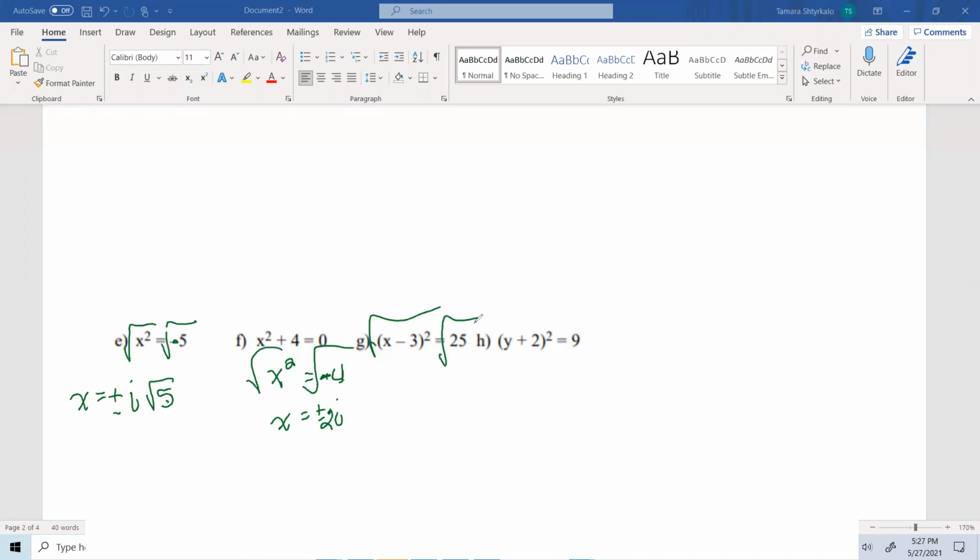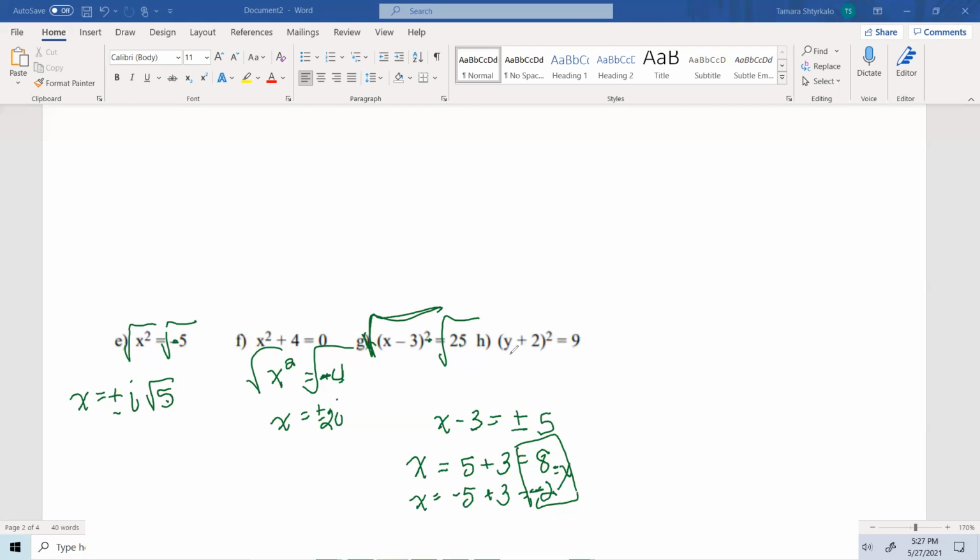Square root both sides. So this square root undoes that 2. So you're going to be left with x minus 3 equals, don't forget your plus or minus, and the square root of 25 is 5. So what this is saying is that x is 5 plus 3, and x is also negative 5 plus 3. So that means x is 8 and negative 2.